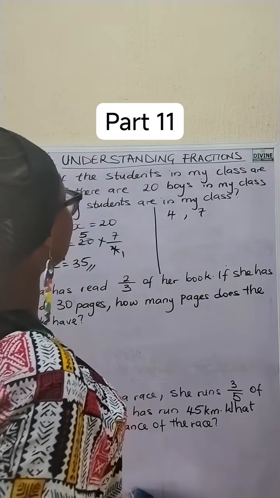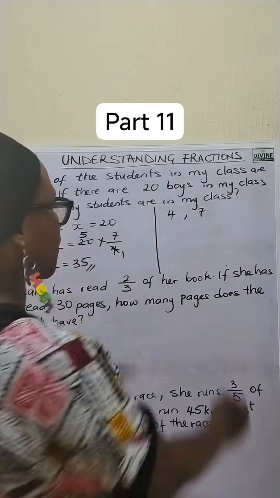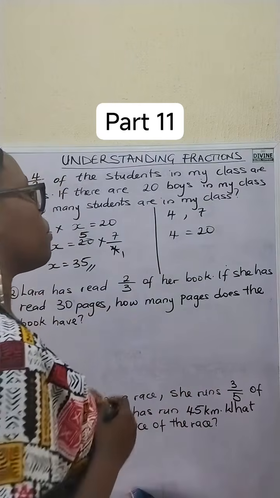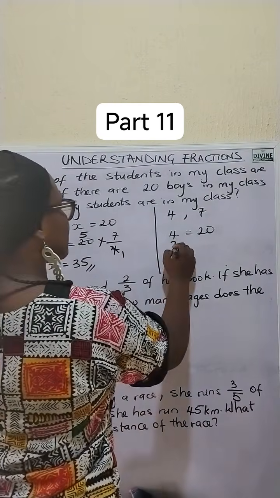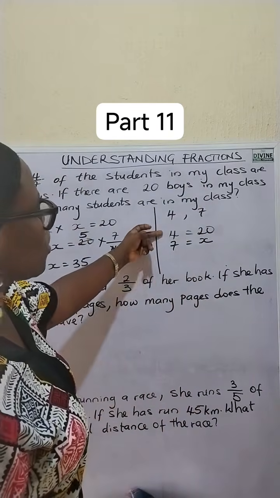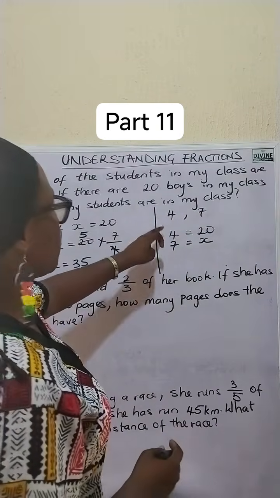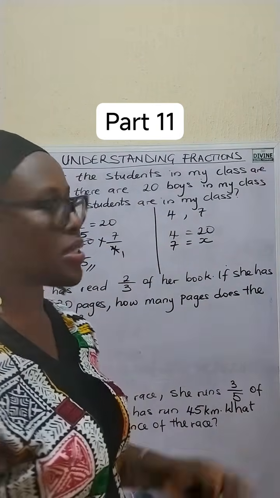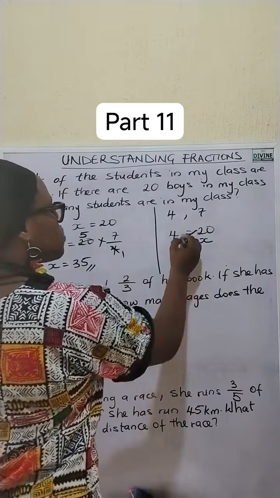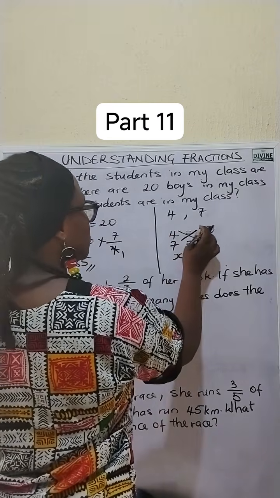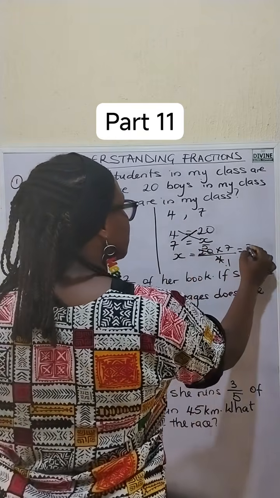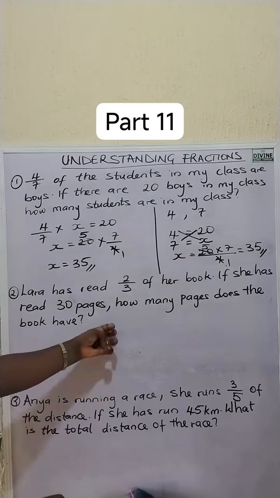So this 4 that represents the boys is equal to 20 boys. 4 is the fraction for the boys, equal to 20, which is the number for the boys. Now we know the fraction for the whole class, but we don't know the number for the whole class, so we call it x. Do you see? We've used fraction to represent the whole number. 4 is the fraction for boys, 20 is the whole number for boys. 7 is the fraction for the class, but we don't know the number for the class, so we cross multiply. So x is equal to this times this, 20 times 7 divided by 4. 4 in itself 1, 4 in 20, 5. 5 times 7 is equal to 35. The same answer.